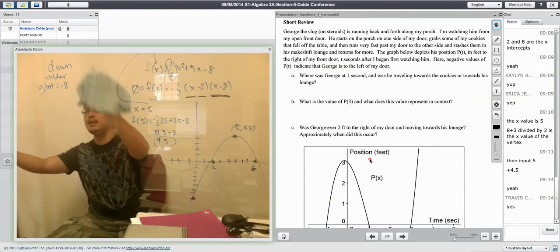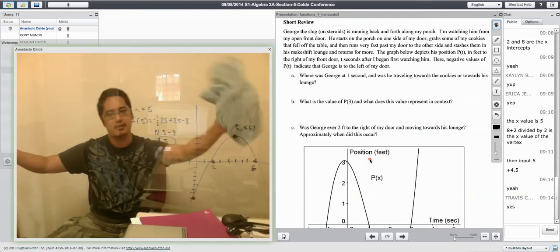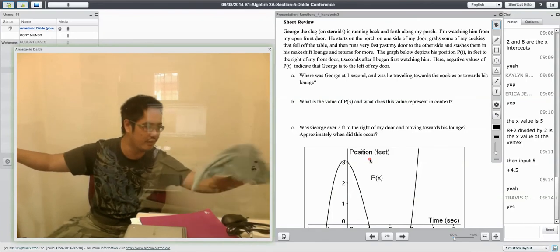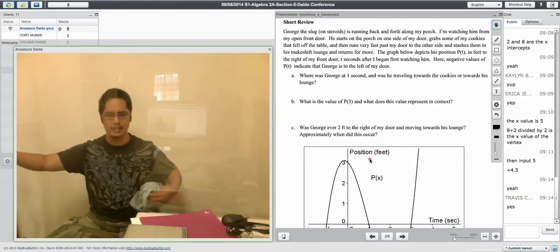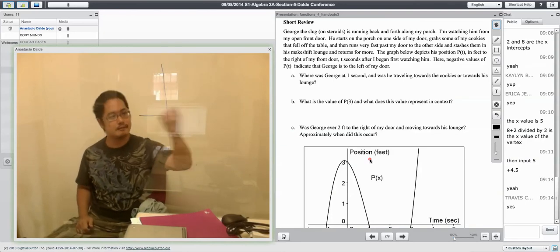Why can't it be George the mongoose? I mean, why do you have to vouch for this thing being on steroids? Why can't you just make it a mongoose, which is inherently fast? I mean, we're not dealing with turbo here. Anyway, whatever. The graph looks like this, apparently.